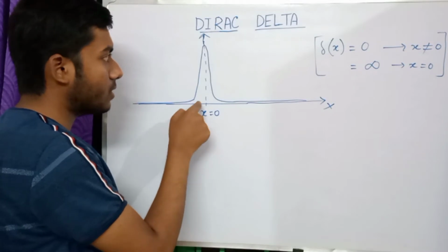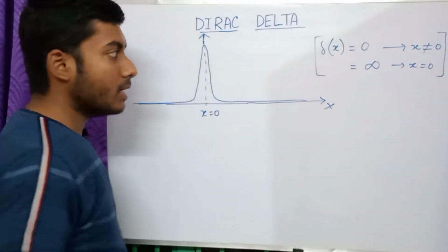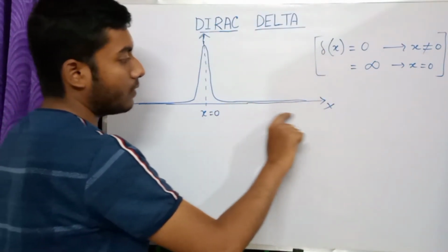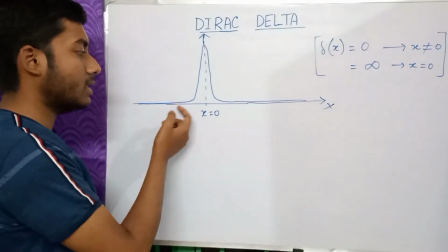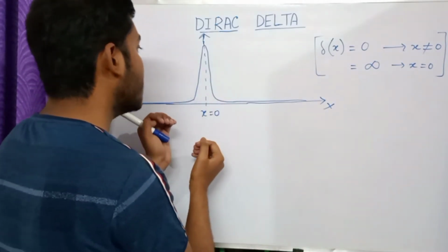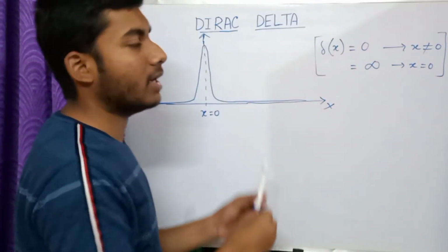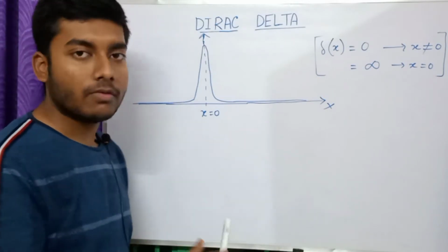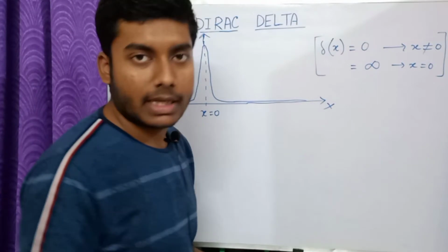At x equals 0 the functional value y tends to infinity, and at any point except x equals 0, as we move in the positive x direction or in the negative x direction, the value is 0. So this is a type of infinite spike, an infinite needle. This is how it is defined mathematically.